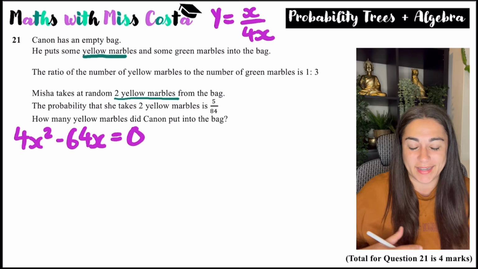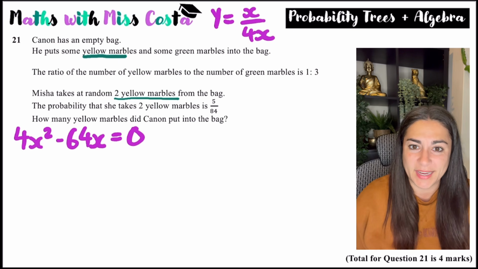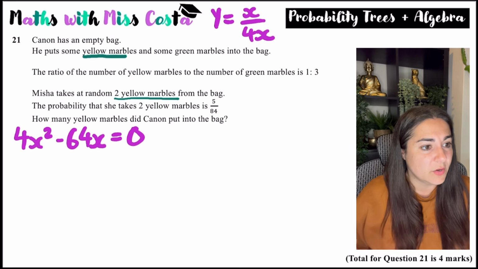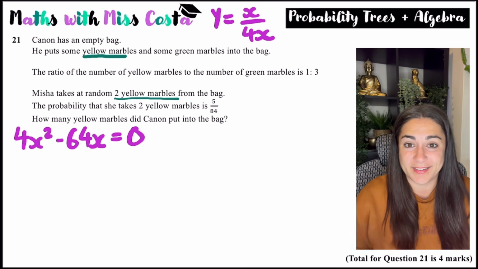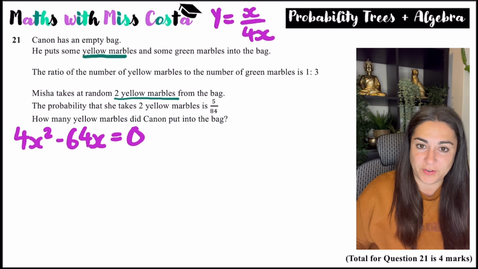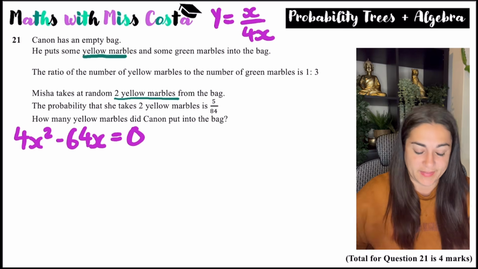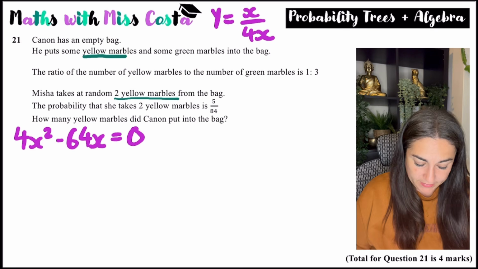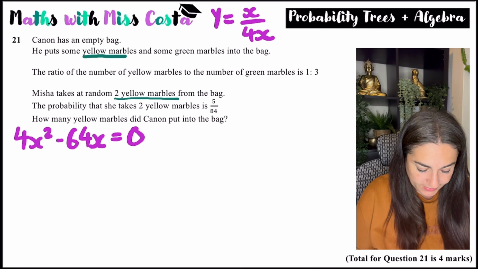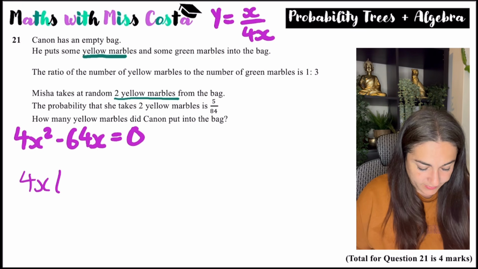So it's noticing, oh look, there's loads of x squared terms here. Maybe I could rearrange this to make it look like a quadratic. And if I can do that, I can make it equal to 0, and then I can factorize it. So the last part here is I'm going to factorize it. So I've got 4x as the common factor.